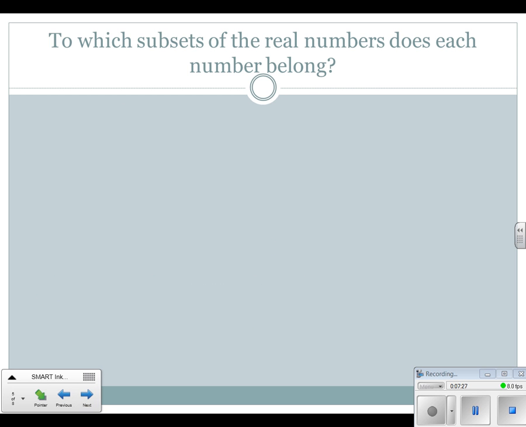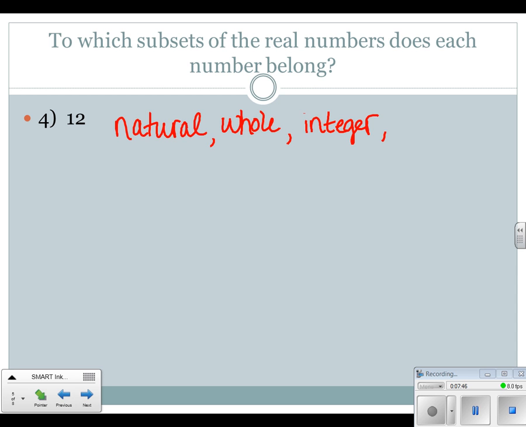So we have to see which subsets of the real numbers each belongs to. 12. 12 would be natural. It would also be a whole number, an integer, and rational. Rational because it can be 12 over 1. It could be 24 over 2. An integer, it's a whole number. We don't see decimals or parts of wholes. And it's natural.